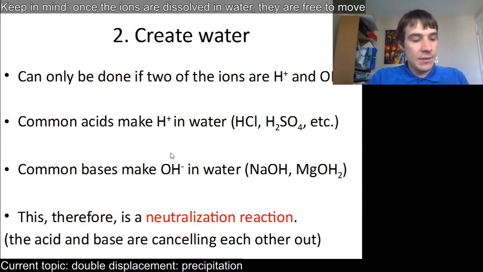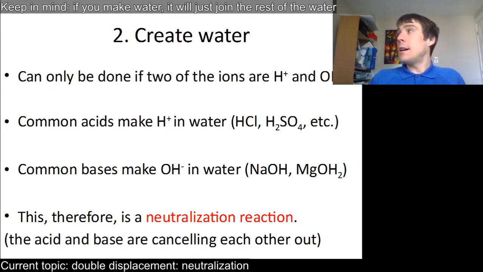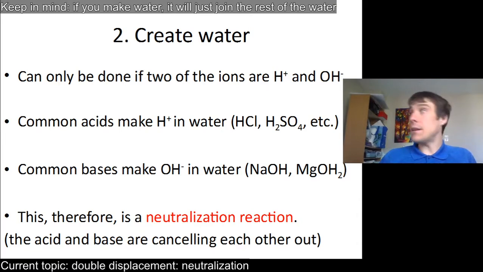Okay, part 2 is neutralization. So neutralization reactions are the next one. This can only be done in a double displacement if you've got hydrogen on one side and hydroxide on the other. Hydrogen is a positive, so it's always going to be at the front of a molecule. So acids make H+, so HCl, H2SO4, things like that. Bases have this hydroxide. They're always going to be at the end, OH.